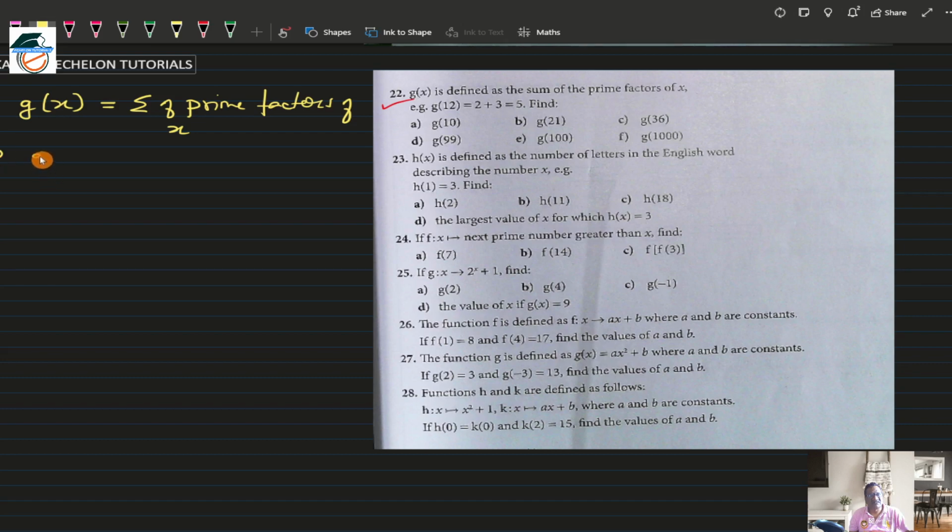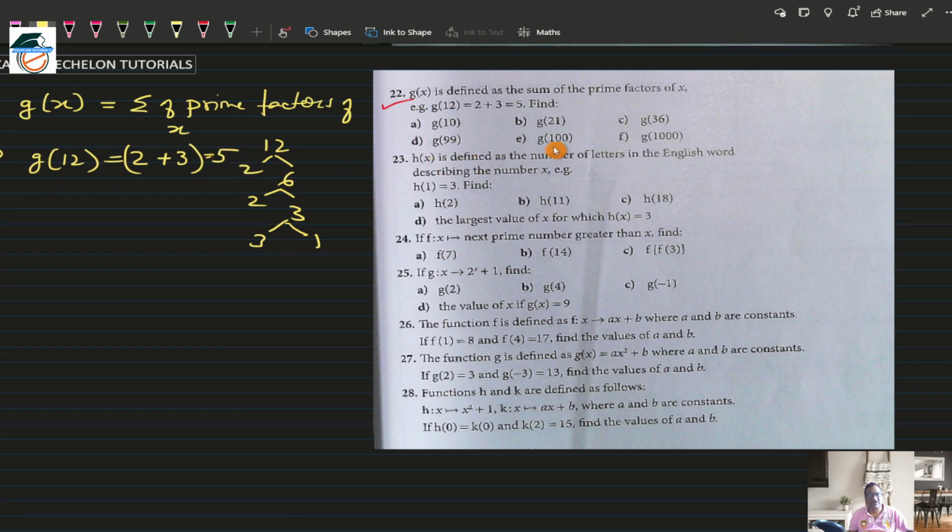For example, suppose g of 12 should be what? 12 is a number whose prime factors you have to find out, and you have to find out the sum of that. So the prime factors of 12 will be, let me do that tree diagram for you. 2 and then 6, 2 and then 3, 3 and then 1. So the prime factors of this 12 are 2 and 3. So the sum of this will be 2 plus 3, that is equal to 5. So this is the way this function works.